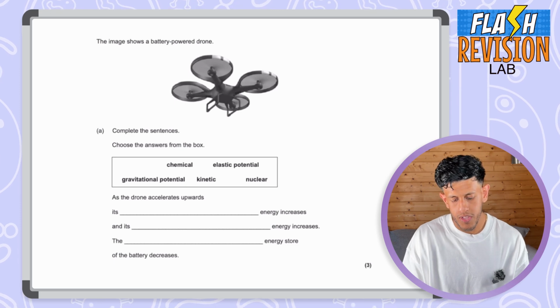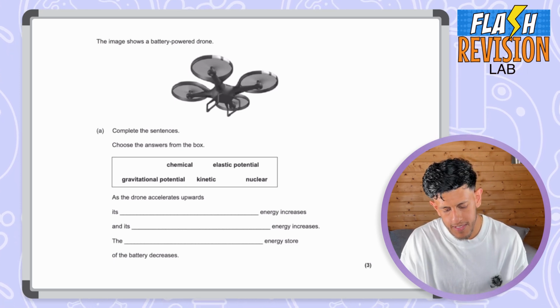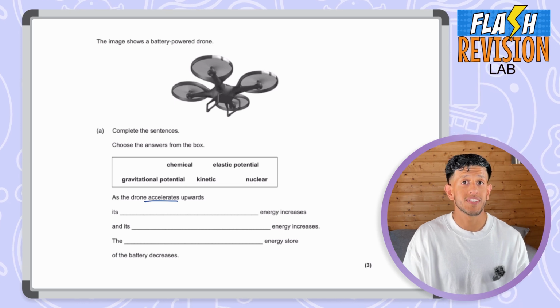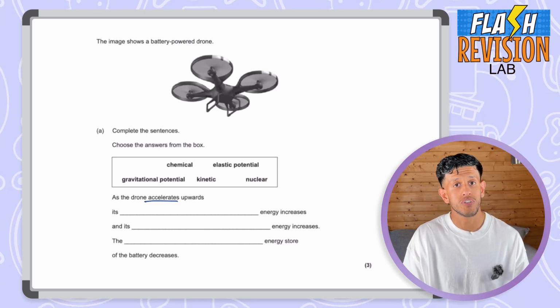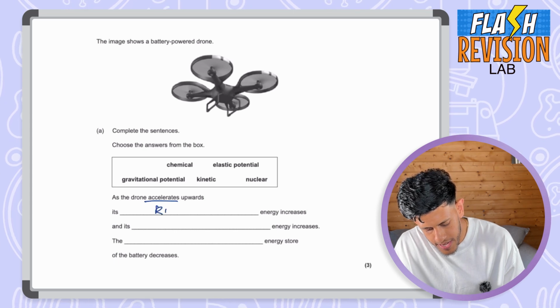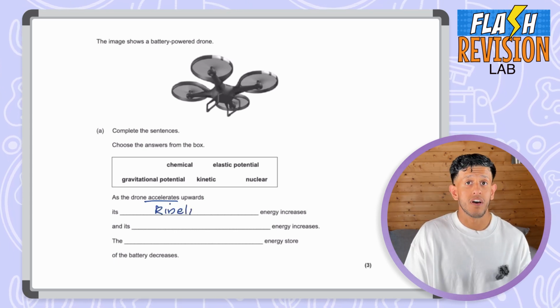So I'm going to take the words one by one, the key terms being firstly, it accelerates. Okay, so it's referring to acceleration, which is an increase in velocity. So it's a motion. Energy related to motion, that is only kinetic energy. And then the second bit, it's another energy that increases.